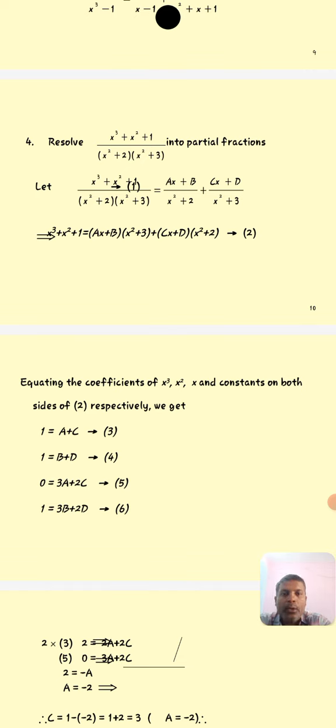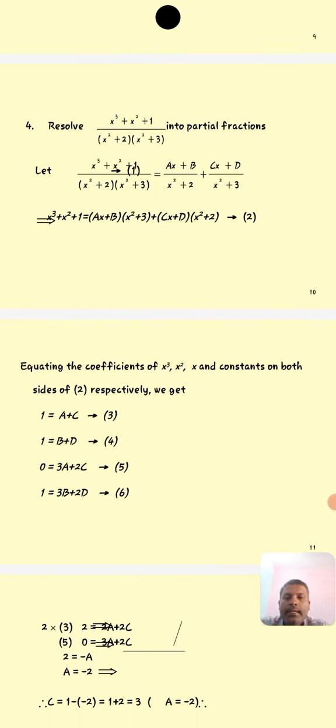Whenever comparing the coefficient of x cube, what is the x cube coefficient? On the left side 1 is there, on the right side it is a plus c. Then we equate, equation number 3. Comparing the coefficient of x square, on the left side it is 1, the right side is b plus d. So b plus d is equal to 1. We choose this as equation number 4.